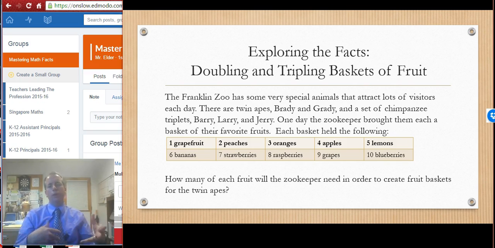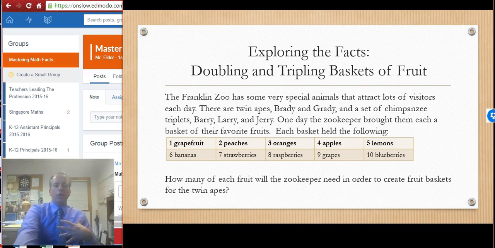So let's give another chance to explore the facts. So we had the literature, we've done that for a day, 2 days, 3 days, whatever it's taken in terms of reading the book and doing the activities. Now let's take it and change the scenario just a little bit, but we're still going to focus on the same thing, doubling and tripling. So we're going to use this scenario that the text shares with us about the Franklin Zoo. And so they have twin apes, and they have names here, and then they have triplets that are chimpanzees, and they've got all this food. So the zookeeper wants to feed all these different animals, but the key being that they're going to use just these types of fruits, and they have this number of things.